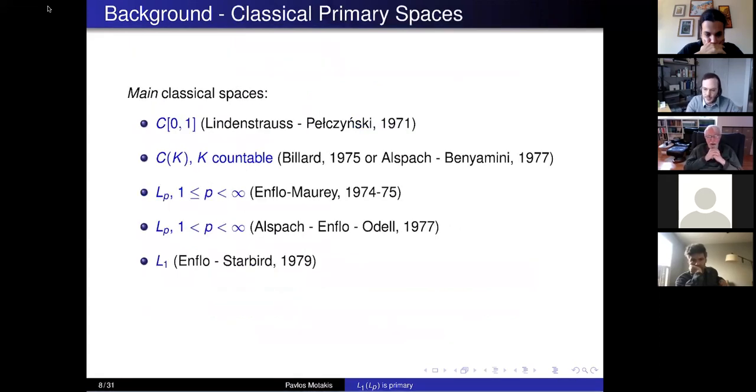So I will start with what are the main classical spaces. What a classical space is is up to interpretation. I don't think there is a strict definition that says this space is classical and this space isn't. But these are the spaces that Lindenstrauss himself called main classical spaces in his paper where he asked the questions. So it is C[0,1], the space of continuous functions on a unit interval, where Lindenstrauss and Pelczynski proved, as I mentioned earlier, that this space is primary.